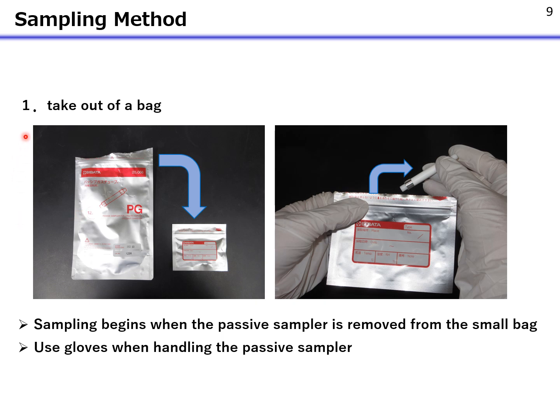First, remove the small bag from the large bag containing 1 dozen samplers. Each small bag contains one sampler. Next, sampler is removed from the small bag. Sampling begins when the sampler is removed from the small bag. Therefore, the sampling start time should be recorded as the time when the sampler is removed from the bag. Wear gloves when removing the sampler to avoid contamination.